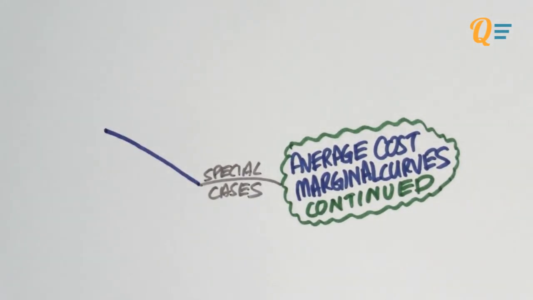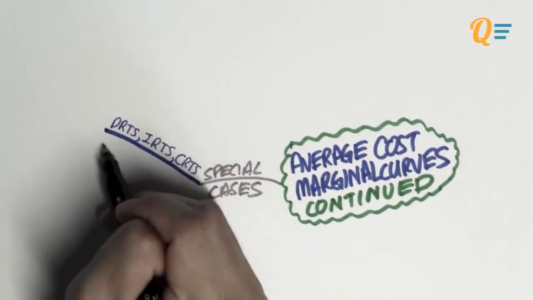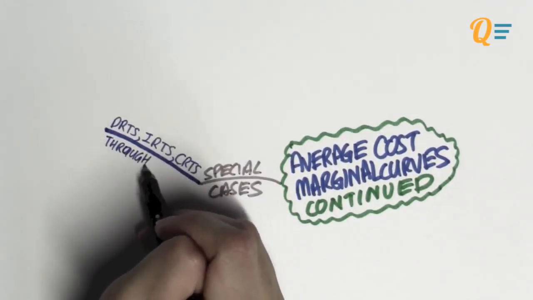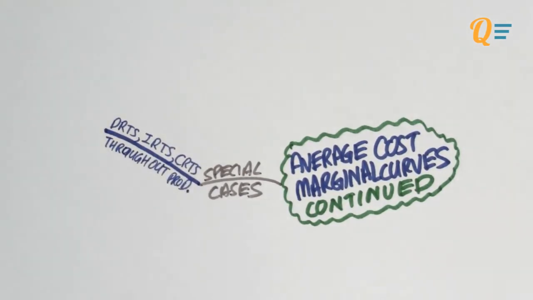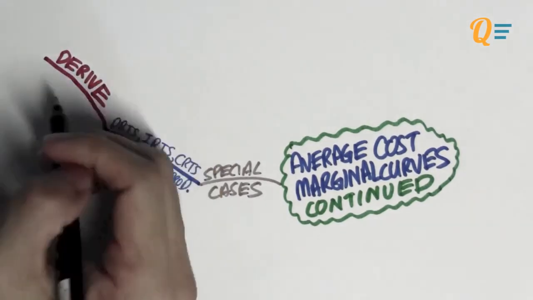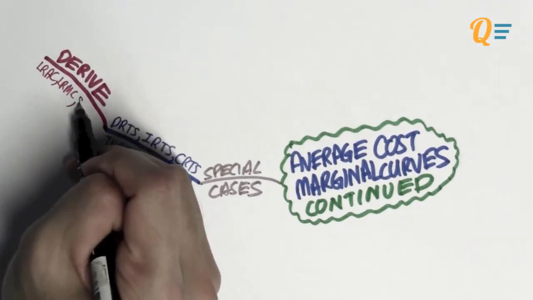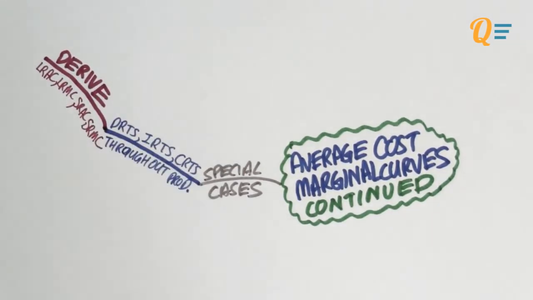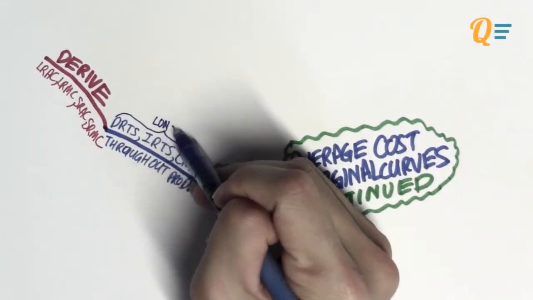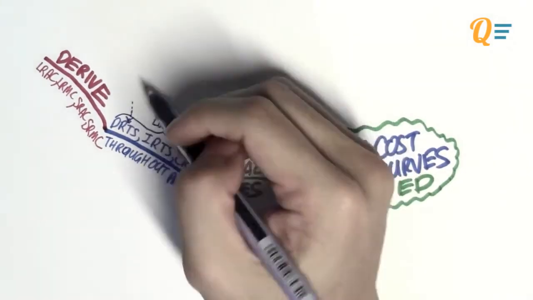The first special case would be the case where there is decreasing returns to scale, increasing returns to scale, as well as constant returns to scale throughout the firm's level of production. Okay, so what we need to do is derive the LRAC, the LRMC, SRAC, and of course the SRMC. Okay, so just a bit of recap. When we talk about returns to scale, we are talking about the long run. Okay, it's not a short run, it is a long run.